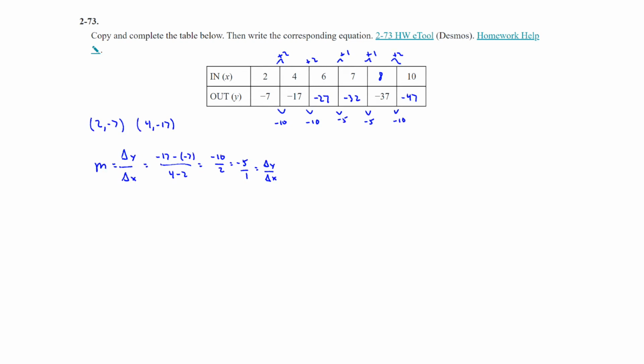You could also plug the information into the equation if you needed to. Now we have the slope to be able to write the equation. So m is equal to negative 5. And then how do we find the y-intercept?